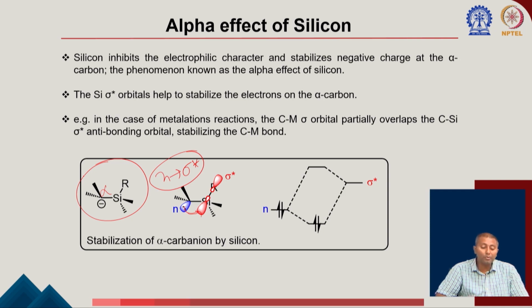So, you can see that is why we are seeing that you are able to abstract that proton to generate the corresponding lithium alpha to the silicon, which I have shown in the previous slide. Okay.